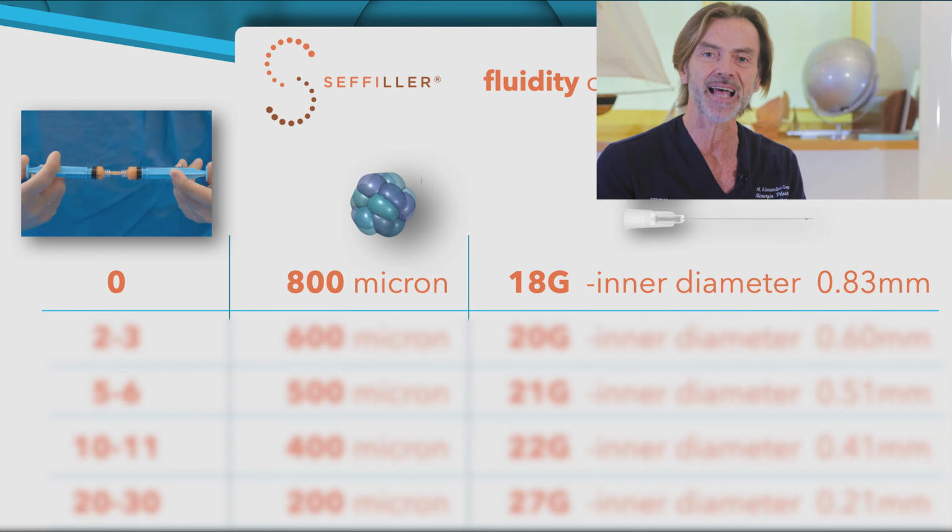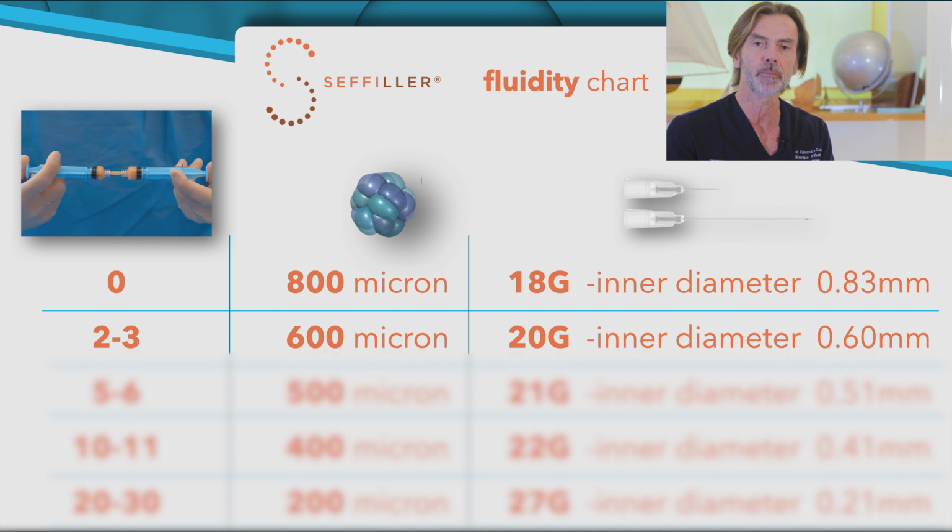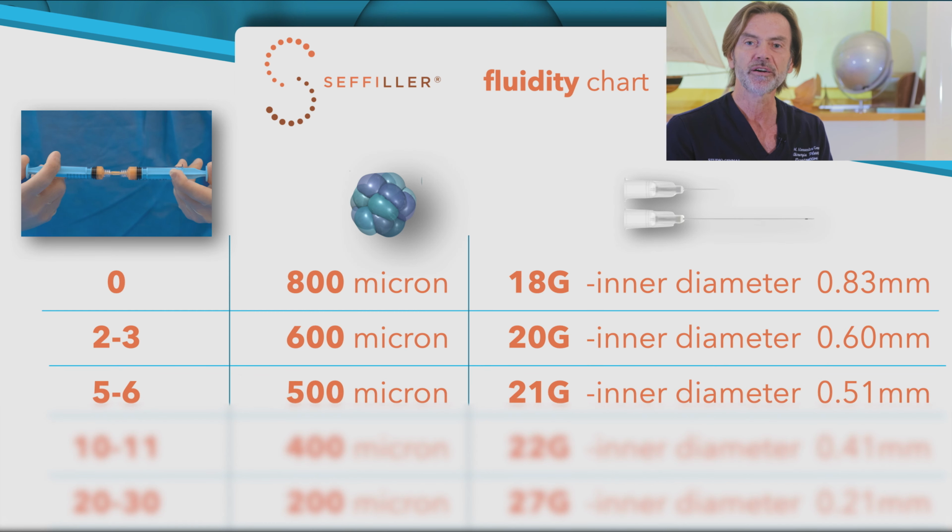For example, if you want to decrease the cluster dimension to 600 micron, it's enough to perform 2-3 passages from one syringe to another, and so you can inject the tissue with a needle or microcannula of 20 gauge. If you want to decrease the cluster dimension more, to around 500 micron, you have to perform 5-6 passages from one syringe to another, and so you can inject with a 21 gauge needle or cannula.